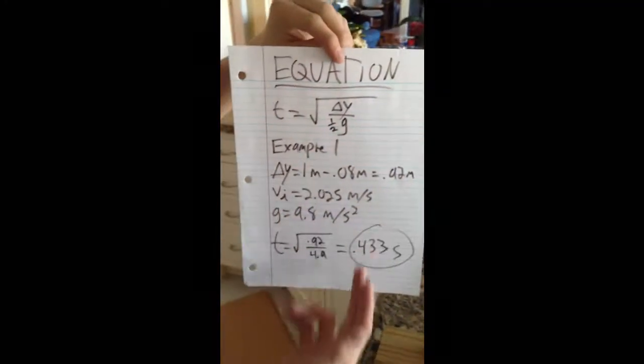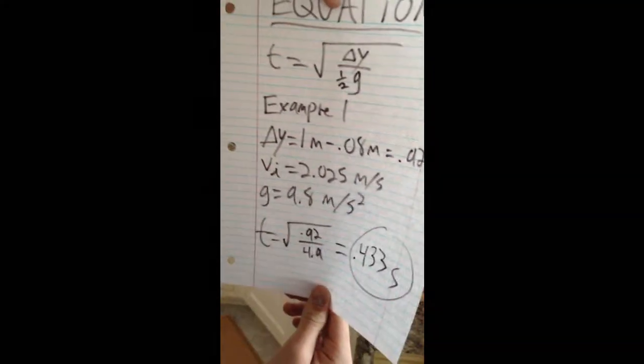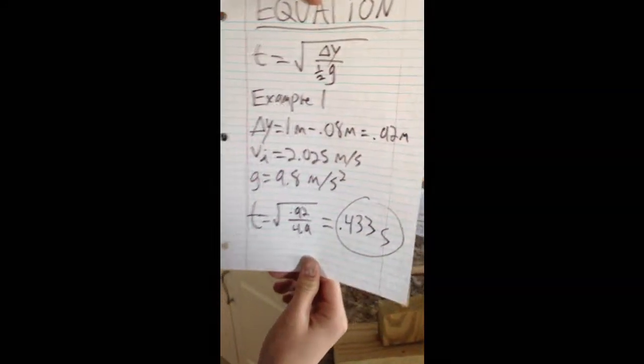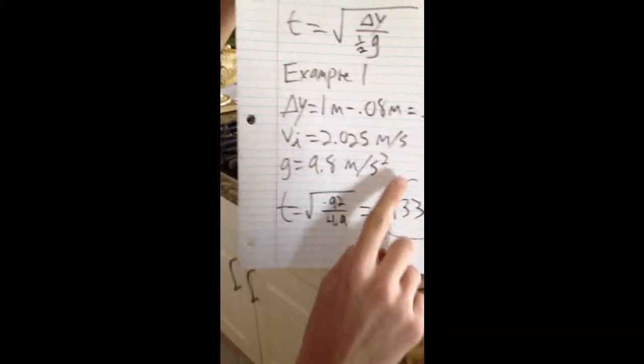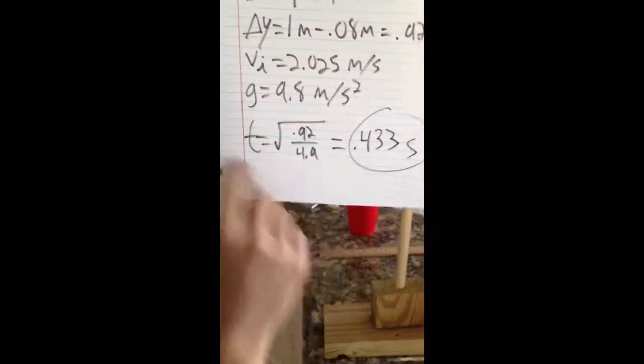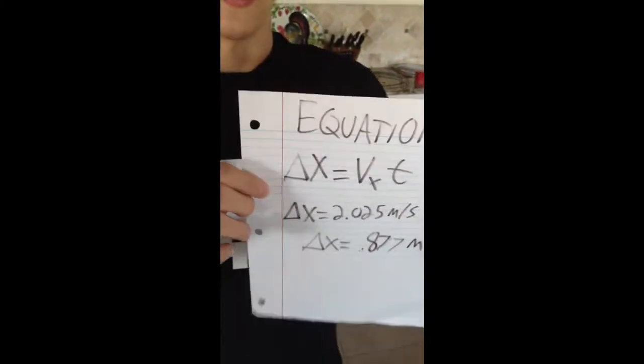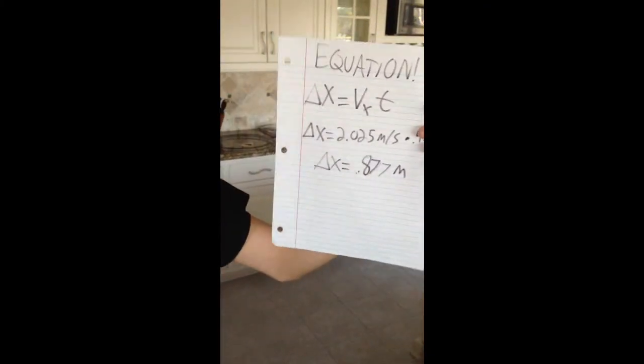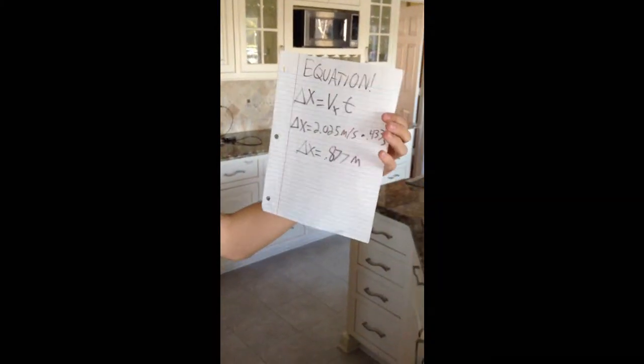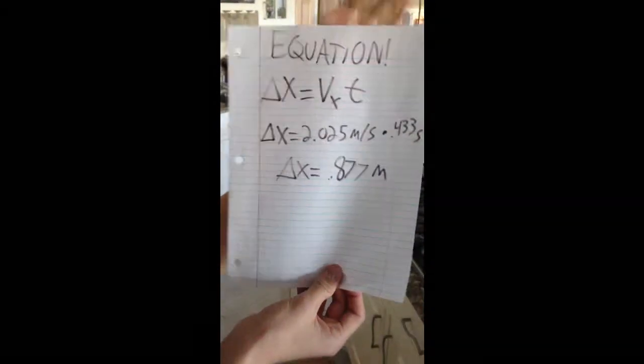So, for this example, our delta y is 1 meter, the height of this counter, pretty convenient I'd say, minus the 0.08 meters as stated previously, gives us 0.92 meters. We have our initial velocity as calculated previously, and our force of gravity. Putting it into the equation gives us 0.433 seconds. That should be the time it takes for this ball to descend. Bringing us to our final equation. Very familiar. Delta x equals the velocity of x times t. So, plugging into that equation, we get 0.877 meters, or about 88 centimeters.